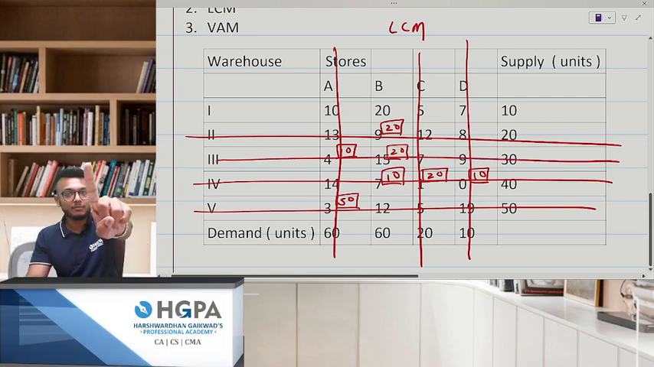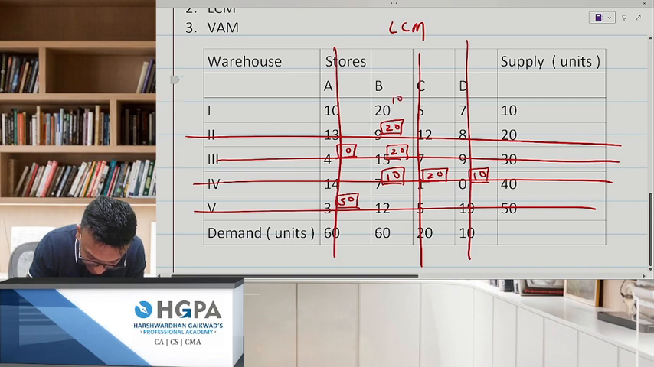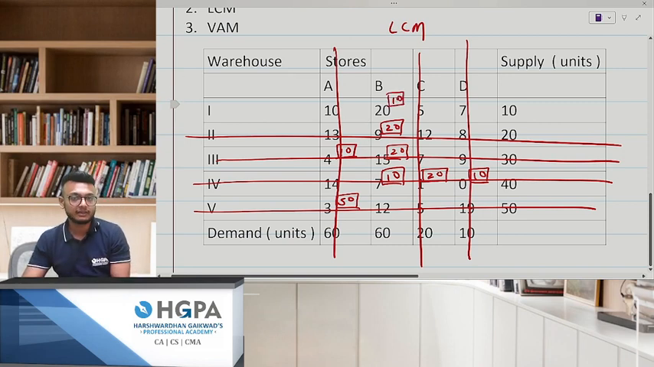Now only one number is remaining. 20. How much you'll give? Please tell me. 10, even 10 is here. So only 10 will remain, and this is your answer for least cost method.